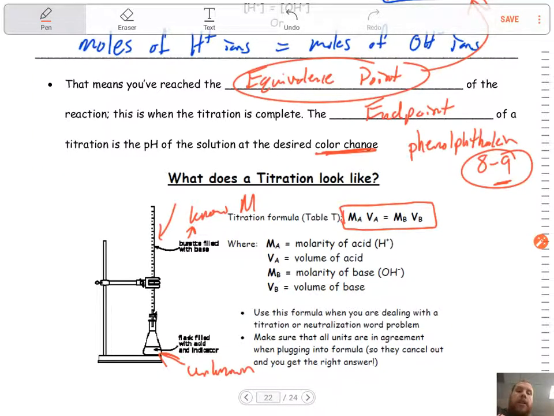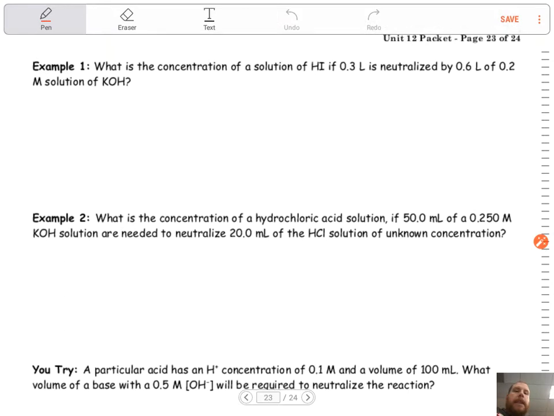So this should hopefully look like a couple formulas we've already used. We've already used M1V1 equals M2V2 for dilutions. And then we've also used P1V1 equals P2V2, which is Boyle's law. So mathematically speaking, guys, we've done this already. It's just a new application of a formula that we've already used. So let's dive right in, okay, with our examples here.